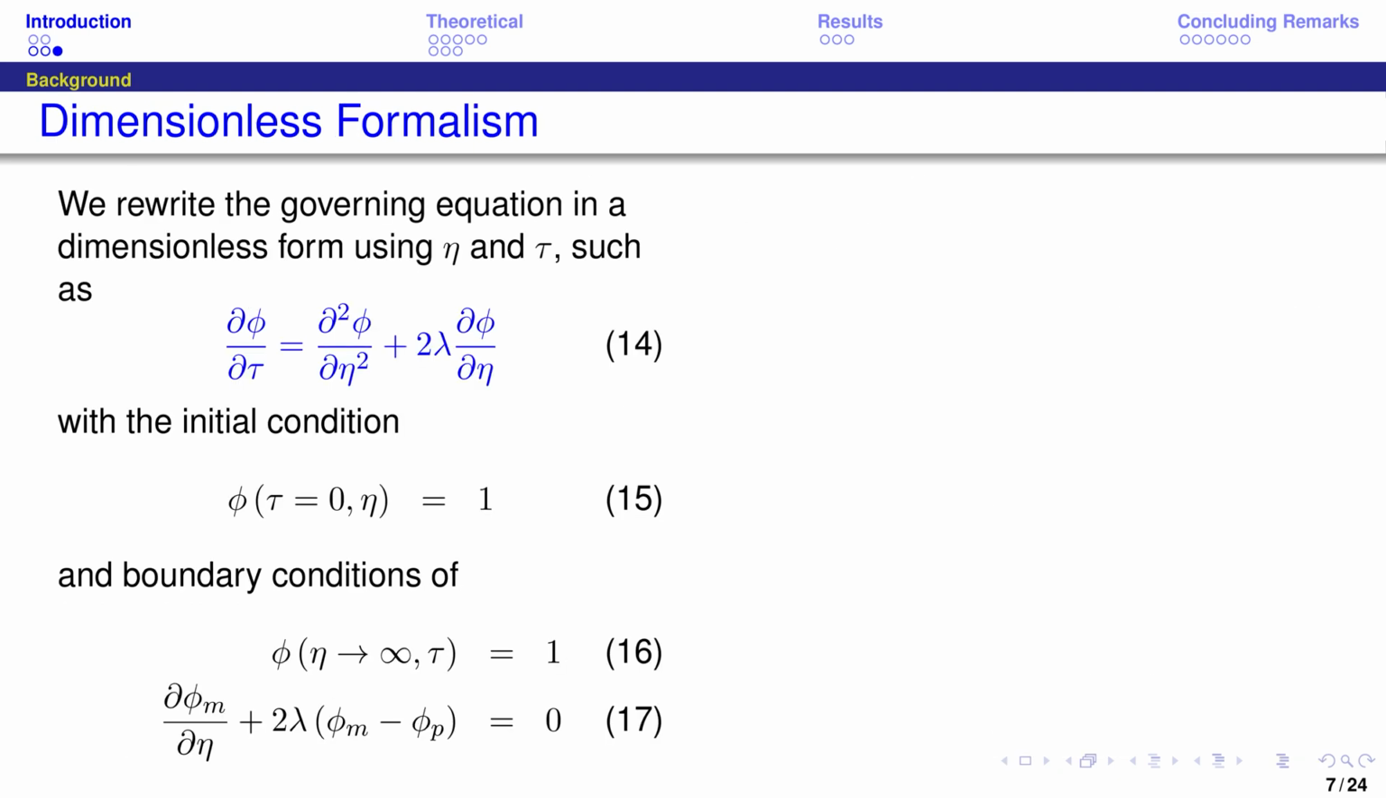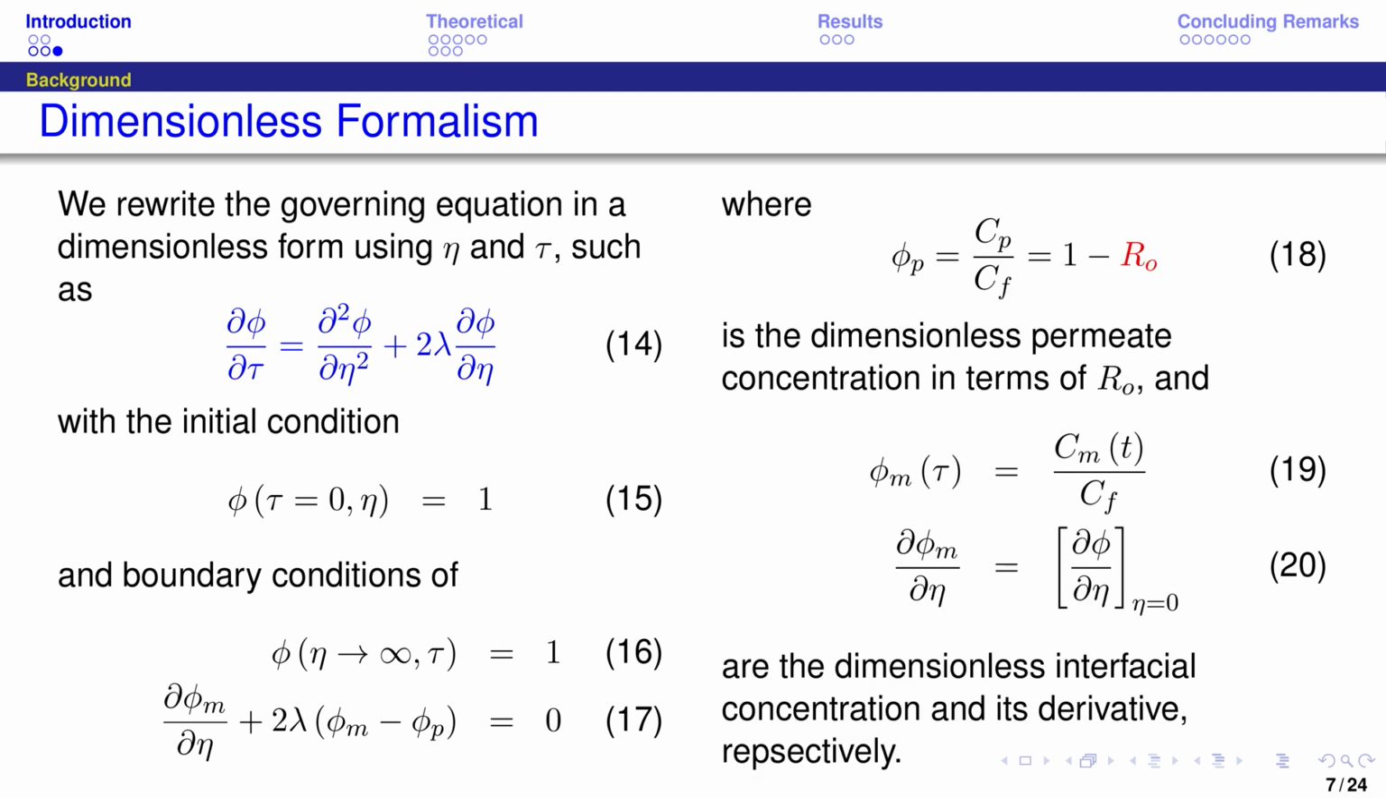Using the dimensionless variables defined above, we reformulated the governing equation in a dimensionless form, as well as the initial and boundary conditions. Instead of the dimensionless permeate concentration, we used the observed rejection ratio to emphasize its role in the filtration theory. All the physical meanings are kept unchanged.